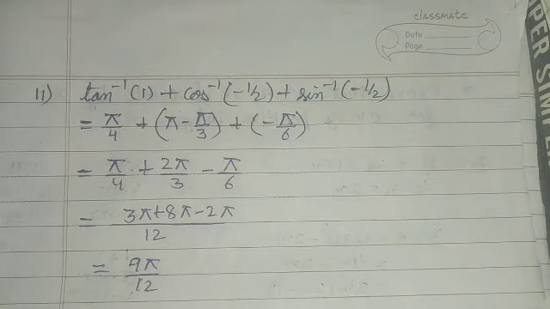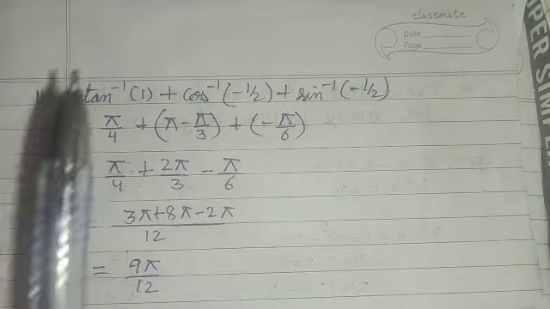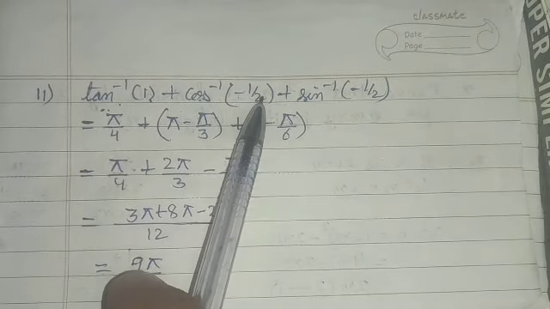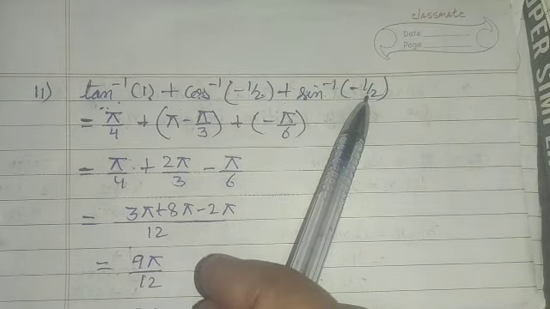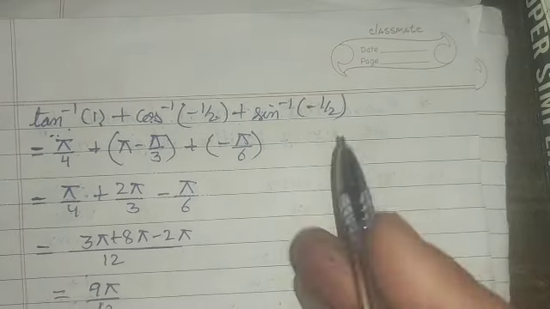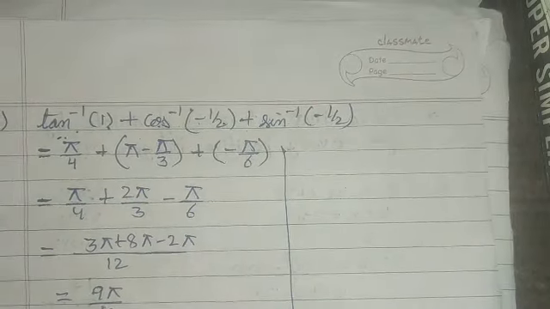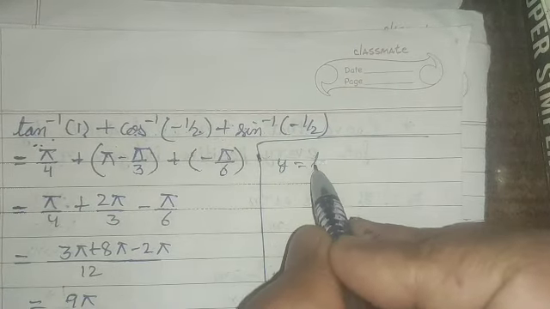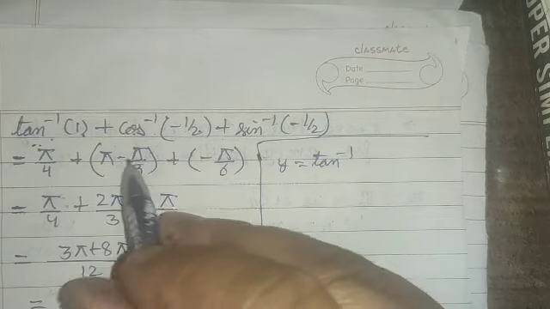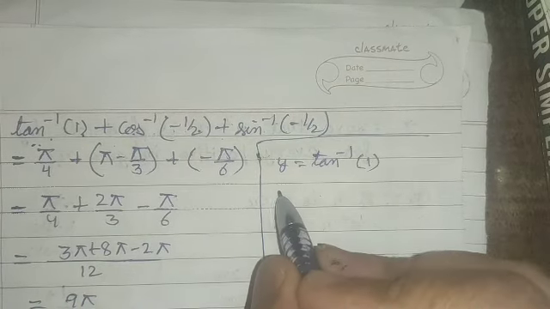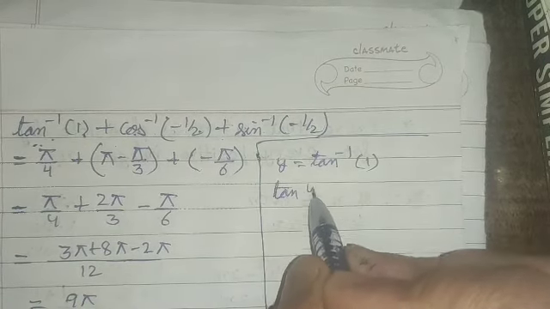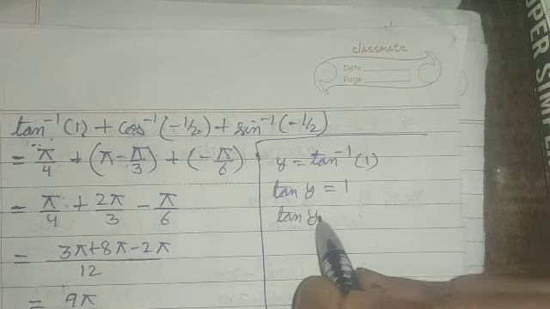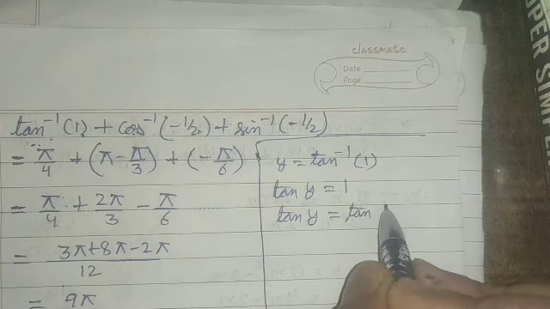Now come to question number 11. Here you have to find the value of tan inverse 1 plus cos inverse minus 1 by 2 plus sine inverse minus 1 by 2. Now see here, tan inverse 1. If you take tan inverse 1, we are taking y equal to it; I am solving all these functions separately. Tan inverse 1 means tan y equal to 1, and tan y equal to tan pi by 4.